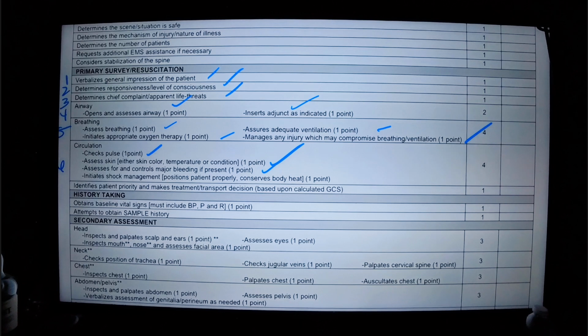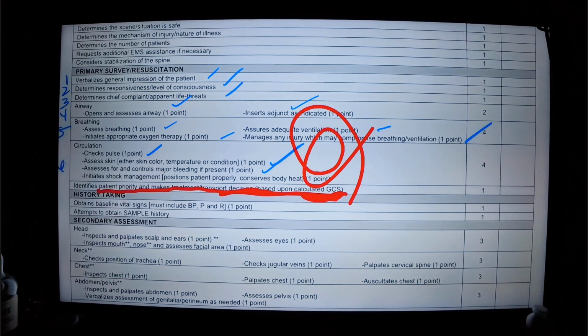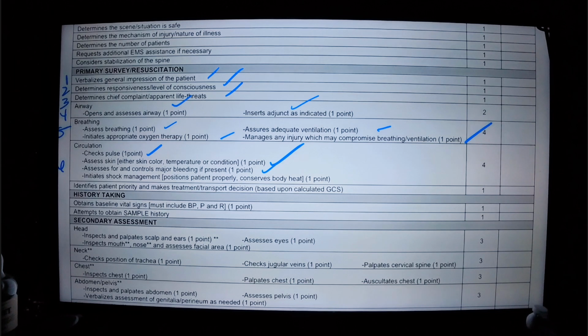This is why we have patient priority, which makes treatment and transfer decisions based on cognitive GCS. And it's not really just GCS, but it's all this as well. ABCs, CABCs, okay? So now we move on. Now we did the major bleeding, we controlled it, or we didn't have to do anything. We move on to shock management. And what is shock management? Very simple.